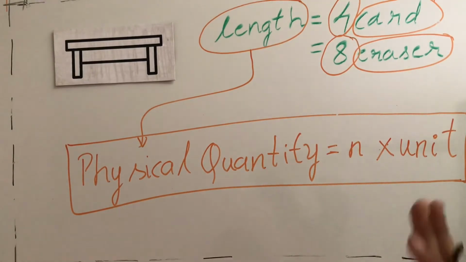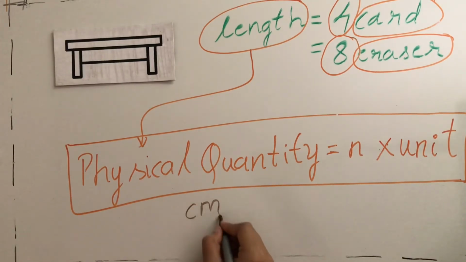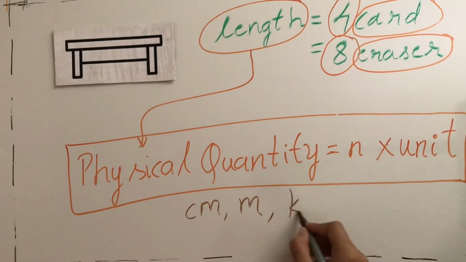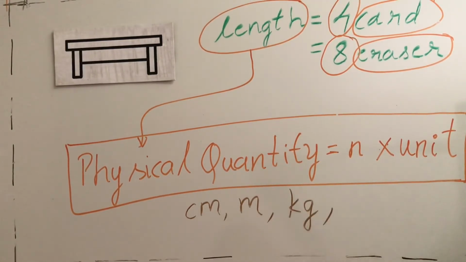Conventionally, we have standard units to measure physical quantities, like centimeter, meter, and if you want to measure weight, we have kilogram. If you want to measure time, we can measure that in terms of second. These are the units we consider as fixed, so that if you convey to someone else, they should be able to make that product. For that we have standard units.